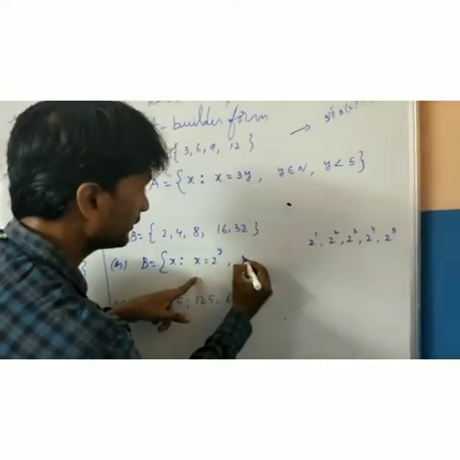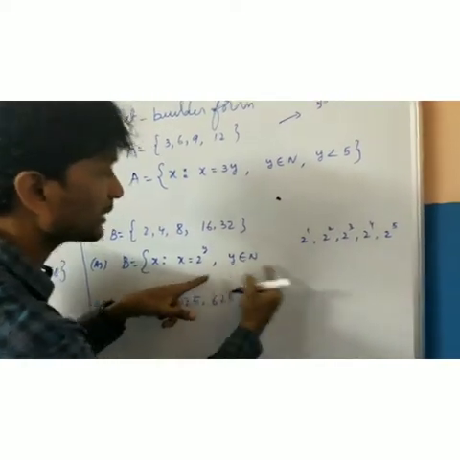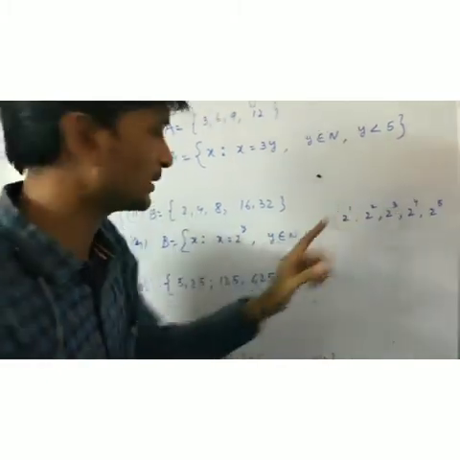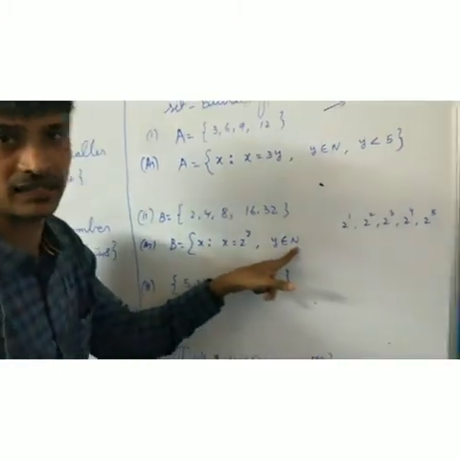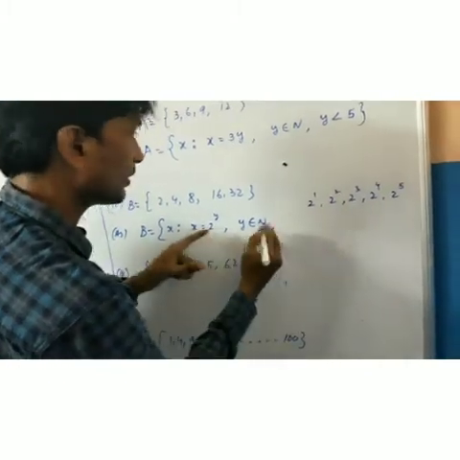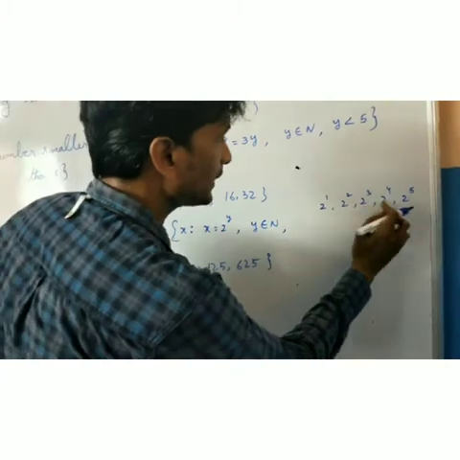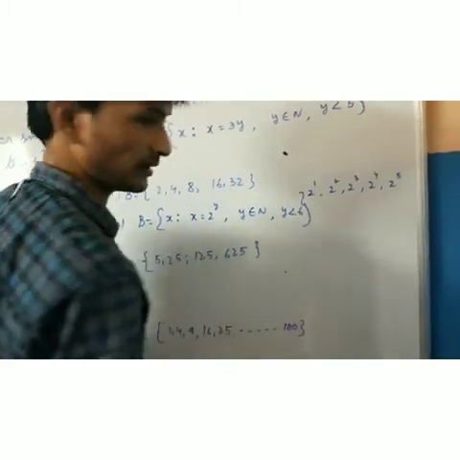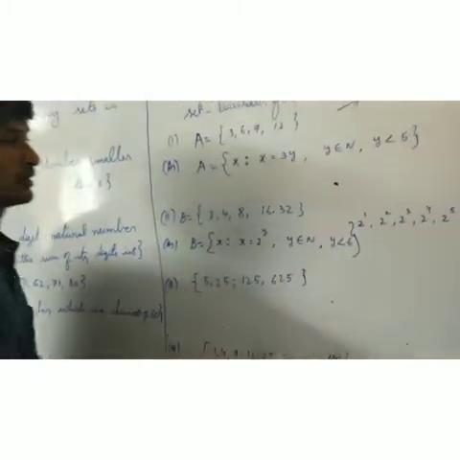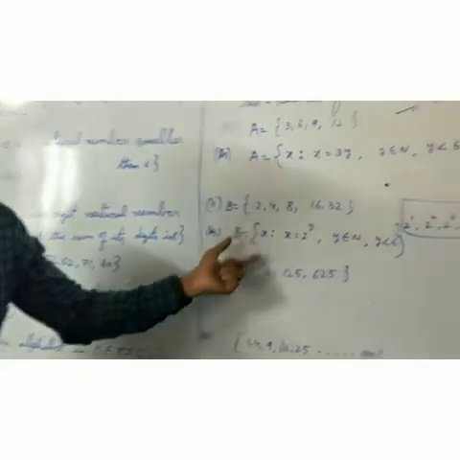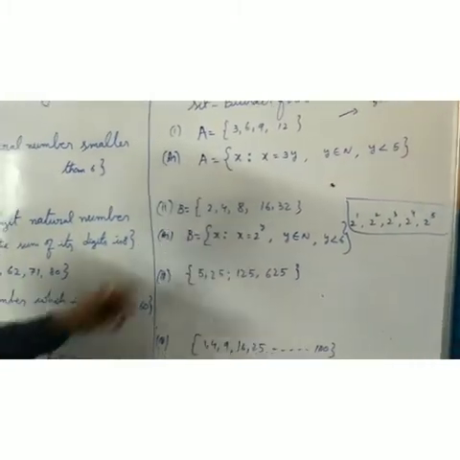So where y belongs to N. Y belongs to N means 1, 2, 3, 4, 5. These all are natural numbers. So that is why y belongs to N. That condition is very, very important for us. Comma. How many numbers are given here? 1, 2, 3, 4, 5. So it can be written as y less than 6 also. Okay, so this is the set builder form of the given set.